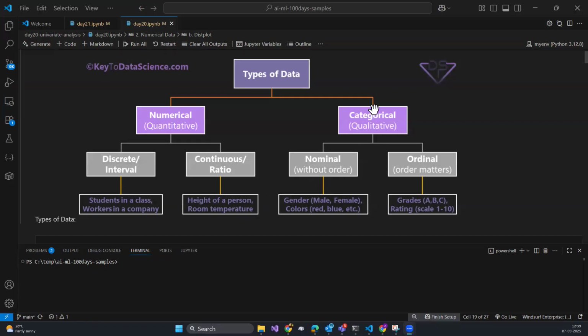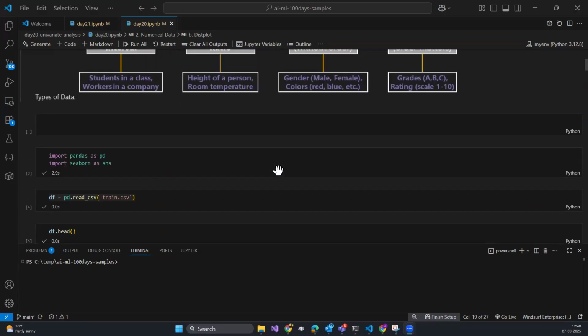Then in categorical, we have nominal and ordinal. In nominal, the order doesn't matter. For example, gender, male, female, or colors, red, blue, green, the order doesn't matter. But in ordinal, the order matters, for example, grade A, grade B, grade C, or ratings, right? When you're giving ratings, they will fall from one, where one is very bad, to 10, which is very good. So these are the data types at a high level.